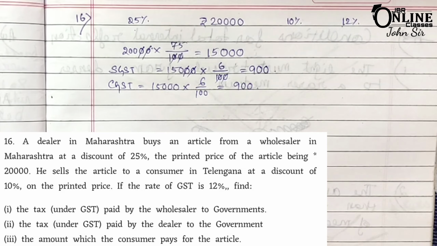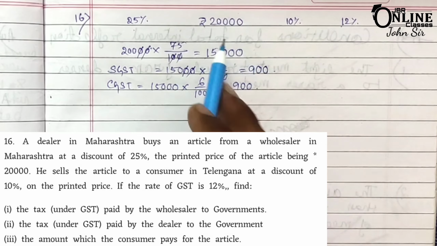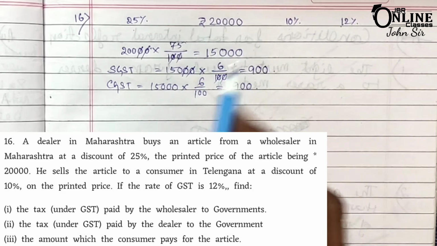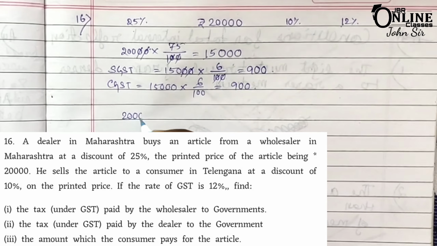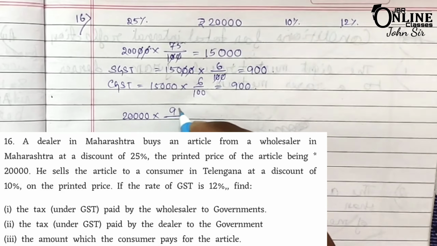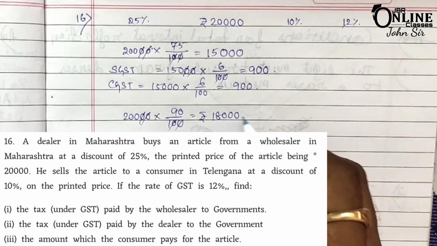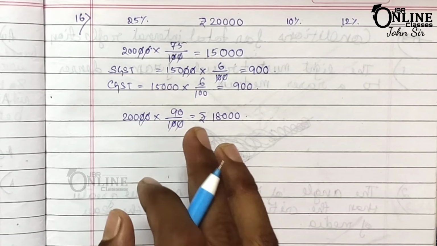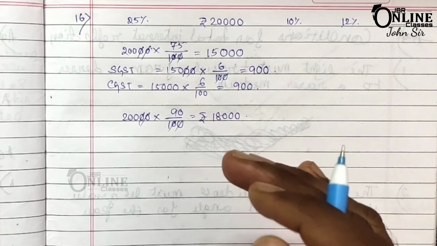Now next, number 2, the tax paid by the dealer to the government. In that case, the dealer gives a discount of 10%. So first you have to find the selling price after the 10% discount. So 20,000 into 90 by 100 equals rupees 18,000. Now over 18,000, the sale is interstate, so all the tax goes to the central government.